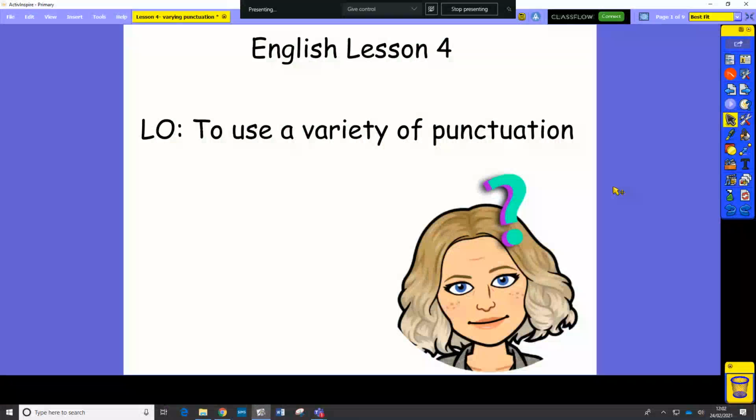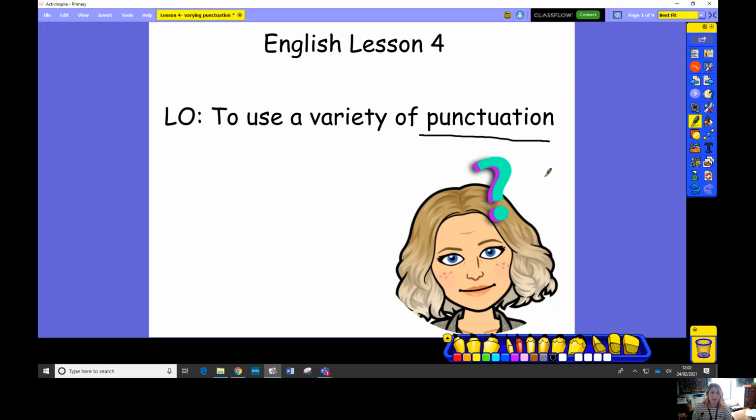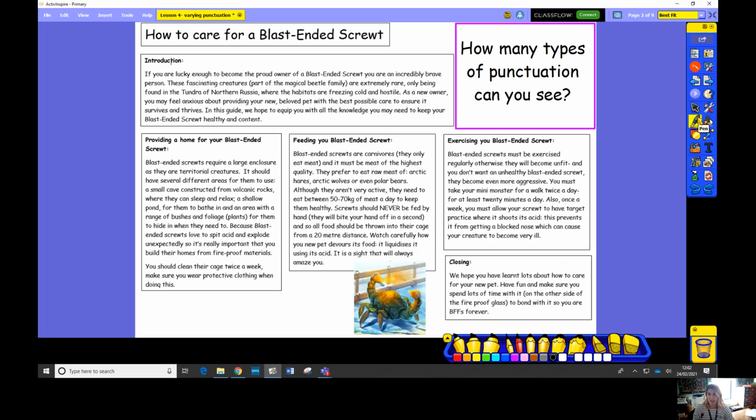So today, let me just share today's lesson with you. We are going to be doing a lesson focusing on punctuation. Okay, so we're going to be using a variety of punctuation. Lots of this punctuation we've come across before, however some of it we haven't, or we're using in a slightly different way. Okay, so it's really important you listen carefully to this video, because I will be showing you what to do in everything. Okay, so first of all, in here, how many types of punctuation can you find? I'm going to give you a couple of minutes to find them.